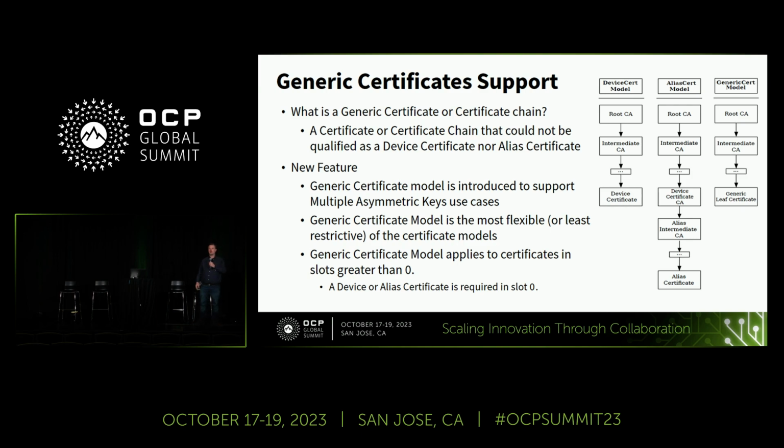With multi-key, we really wanted the ability to just add basically any X.509 compliant certificate chain that just follows the RFC rules. So that's really all that a generic cert chain is, it's one that follows X.509 rules. It doesn't have to follow the device cert or alias certificate rules. The one catch with this is you're not allowed to put it in slot 0, so device identity is still one of these, either a device certificate or alias certificate chain. You still have to put device identity in slot 0, but for 1 through 7, you just have a lot more flexibility.